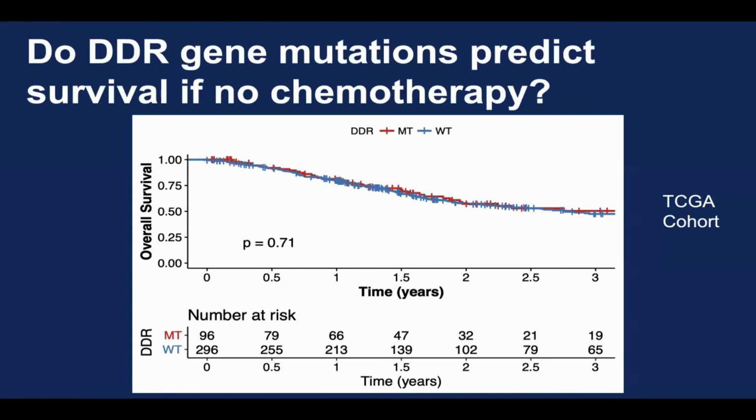Neither of these groups really looked at the predictive value of these mutations. So if you had one of these mutations, what was your survival regardless of neoadjuvant chemotherapy? We did this in the TCGA cohort, and this is for any one of the 3 genes. So the 4 genes, the 3 Plimac genes and ERCC2. And you see in the absence of chemotherapy, there's no difference in survival.